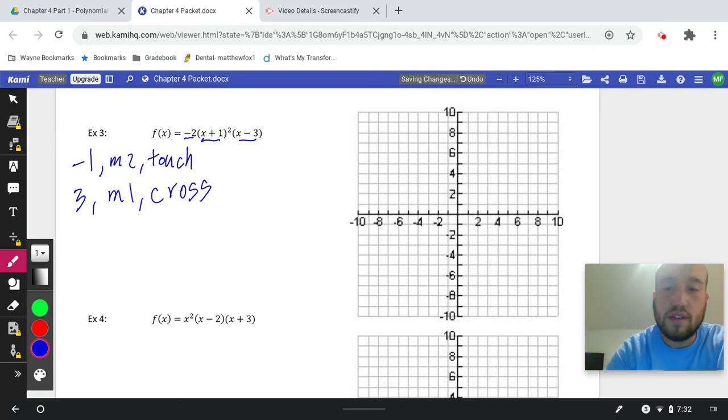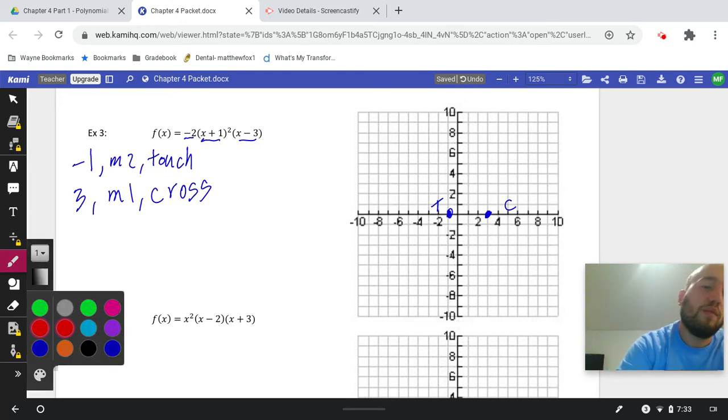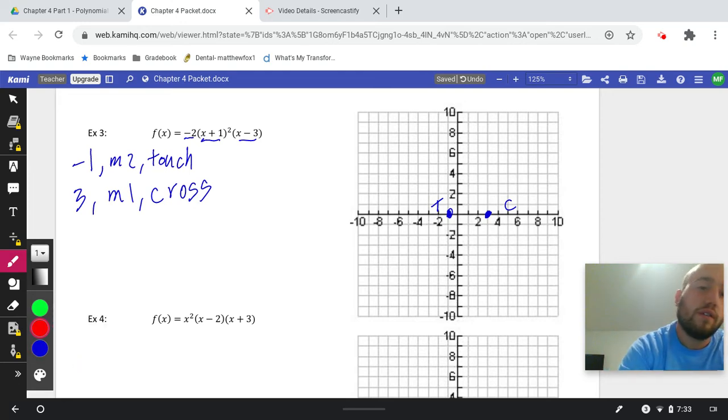So I'm going to go ahead and plot these. At -1, we know it will touch, so I put a little t. And at the point 3, we know it will cross. All right. Second step, we need to determine the degree, which gives us the end behavior. So for this one, we have 2 x's from that, 1 x right here, so 2 plus 1 gives us a degree of 3. It is negative, if we look to the front here. So since it's a negative, degree 3, that's going to start high and end low.